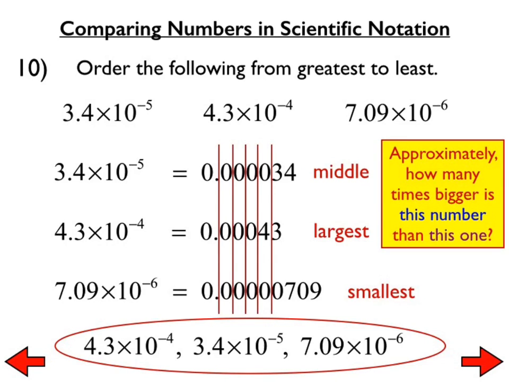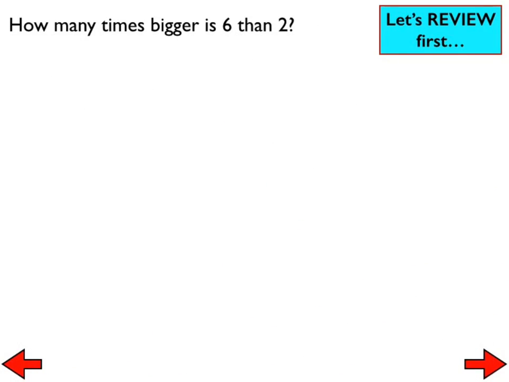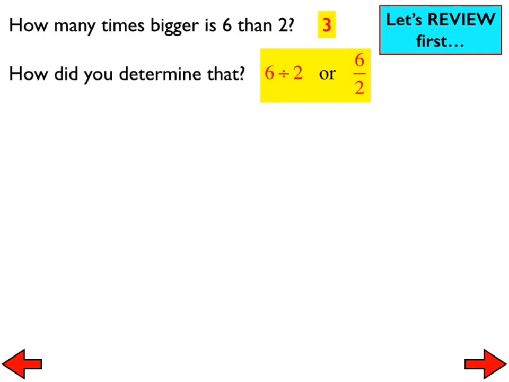The question is approximately how many times bigger is this number, 4.3 times 10 to the negative 4, than this one right here, 3.4 times 10 to the negative 5. And we're going to go about that utilizing something that we just talked about a couple minutes ago. If I were to ask you this question, how many times bigger is 6 than 2? We could all answer that question. Well, how many times bigger is it? 3. And how do you get that? How do you get that? 2 times 6. Well, I think of it as something slightly different than that. Alicia? Divide 6 by 2. Yeah, 6 divided by 2 quickly tells you that 6 is 3 times bigger than 2 is.